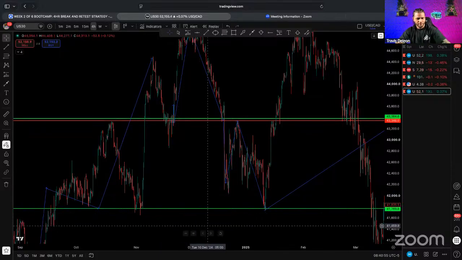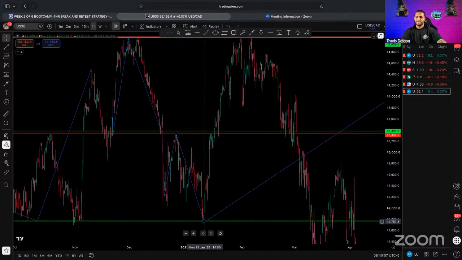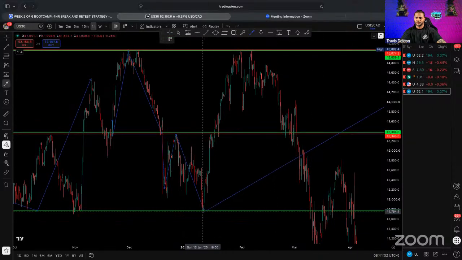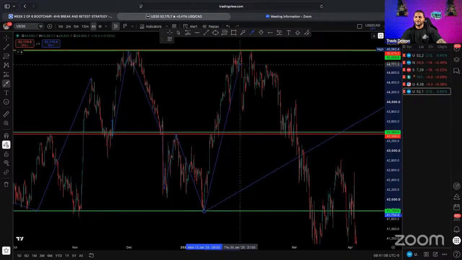What's good, bro? So this is what I'm looking for. And then from here again, I'm looking to continue higher. So I'm buying from here again. It came here exactly back to that 41,765 level. Came back up again. Came back into this 45,060 level.